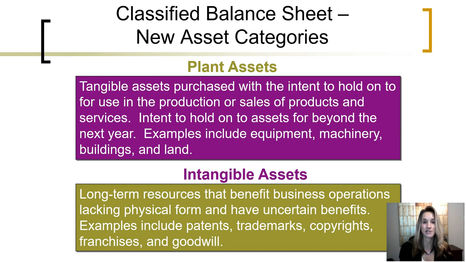The other assets section are intangible assets, and these are assets that are long-term resources benefiting the business's operations, but they lack physical form and have uncertain benefits. They are intangible. You can't see them, you can't touch them, you can't feel them. Examples include patents, trademarks, copyrights, franchises, and goodwill. These will be examined in a little more detail later on.